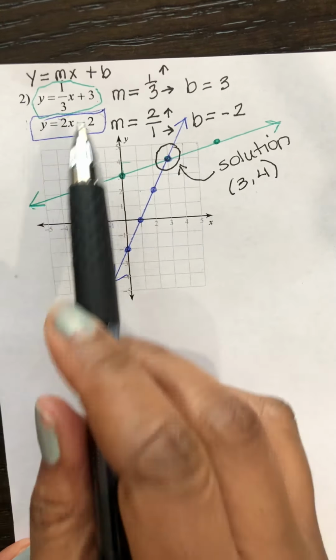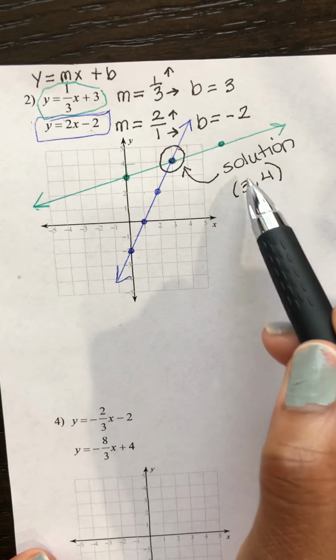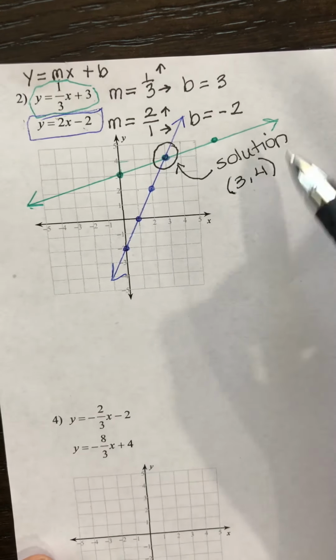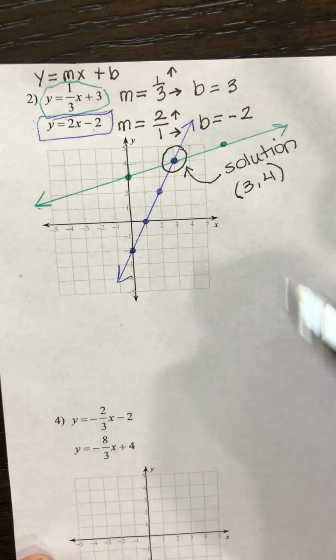And if you remember, with substitution and elimination, our solutions always look like an ordered pair. So that means our solution for this particular system is 3, 4. Okay?